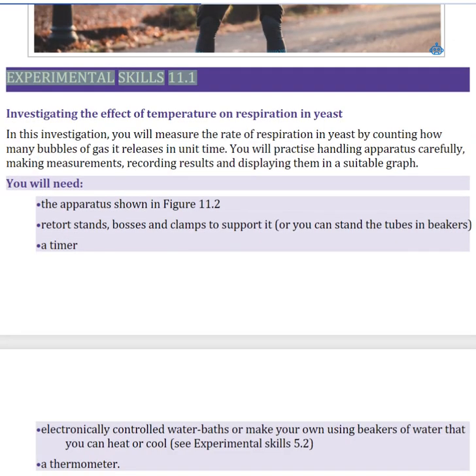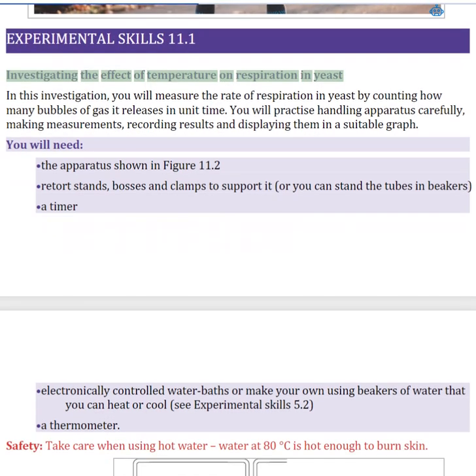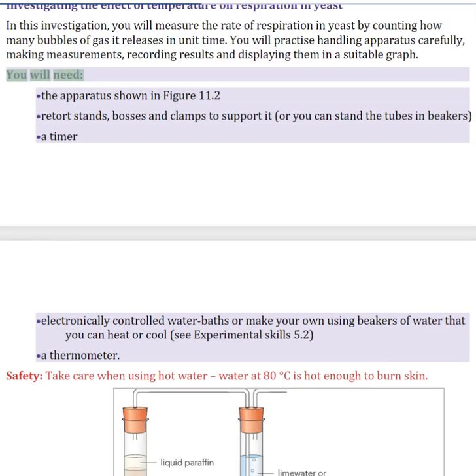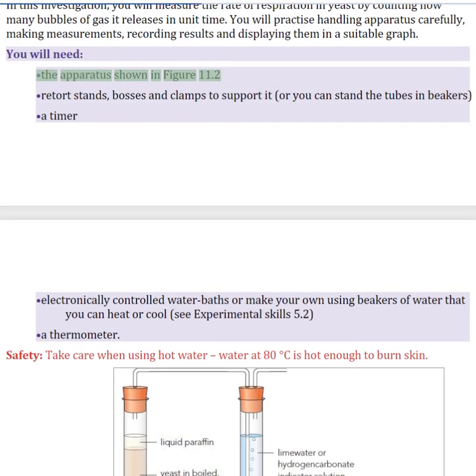Experimental skills 11.1. Investigating the effect of temperature on respiration in yeast. In this investigation, you will measure the rate of respiration in yeast by counting how many bubbles of gas it releases in unit time. You will practice handling apparatus carefully, making measurements, recording results and displaying them in a suitable graph. You will need the apparatus shown in Figure 11.2.